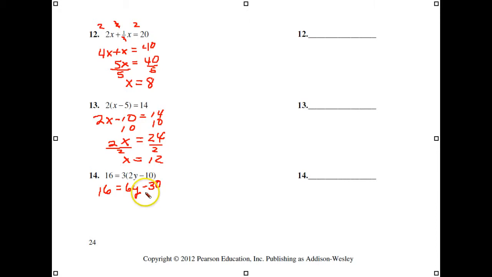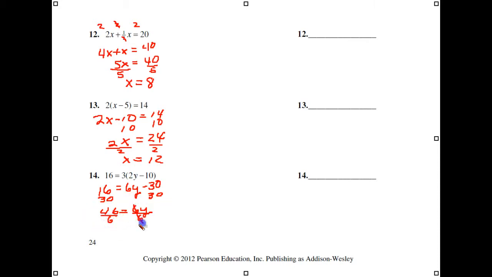Now we're going to add 30 to both sides. We get 6y equals 46. And now we're going to divide both sides by 6. See, we're developing a little procedure.